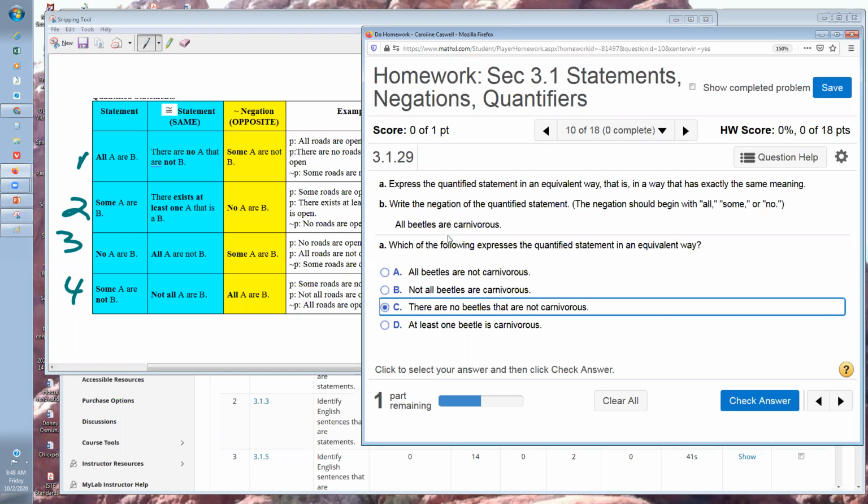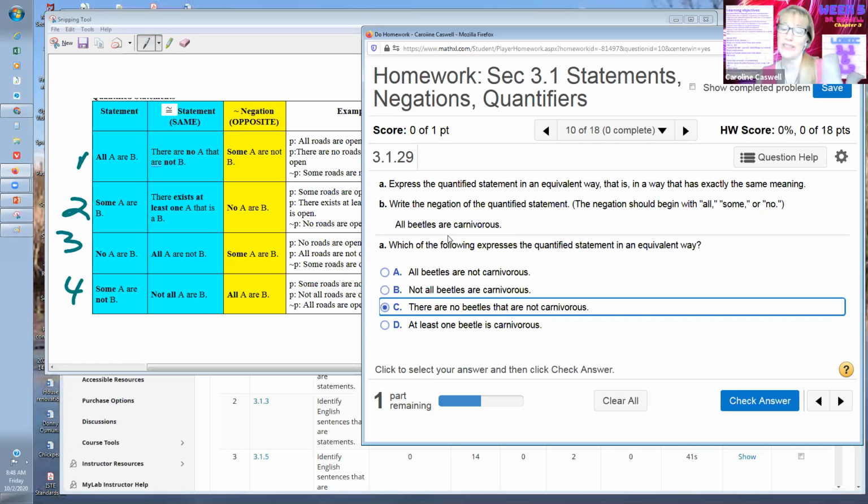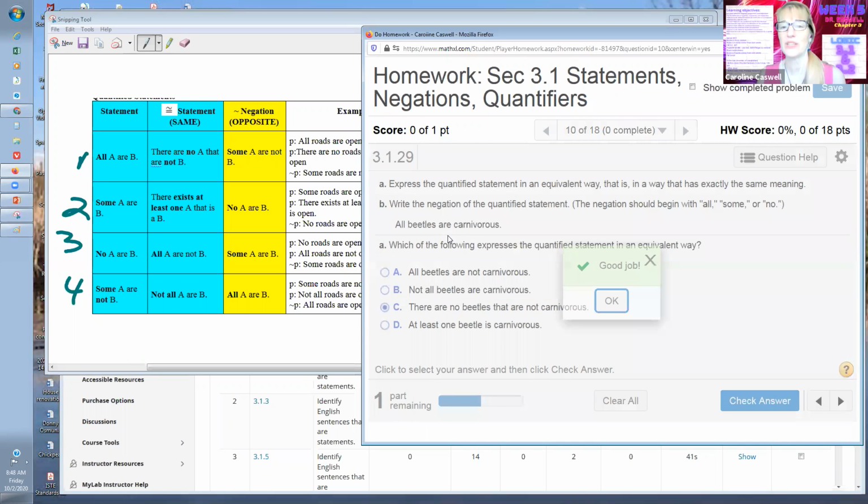Row 1. All bees, it says all A are B, but in our case, it's all beetles are carnivorous. That's 1. So what would be the equivalent statement to that? What words are we looking for? No and not. And unfortunately, I already selected it, and that was totally unintentional. I think it's my subconscious working. So the no and the not are only in C. I'm going to move on from that. Unfortunately, I couldn't get to it.